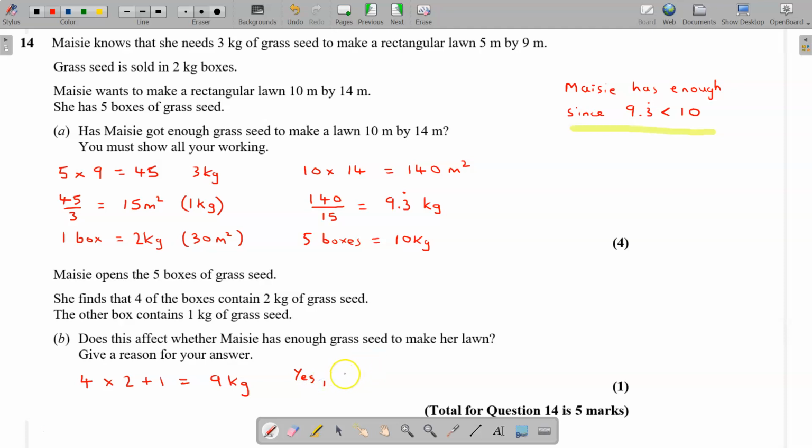Since 9.3 or 9, it doesn't matter which way around you do it as long as it's clear. Since 9.3 is greater than 9, in other words, she needs more seed than she's now got, so not enough seed. So just make sure that your conclusion is supported by some kind of numerical statement and comparison.